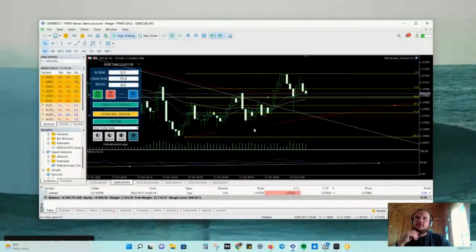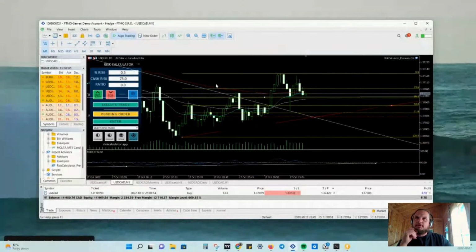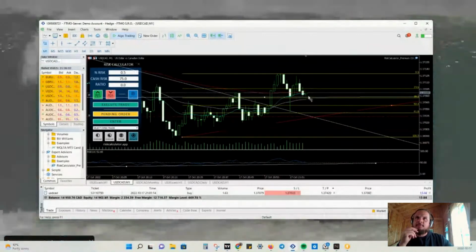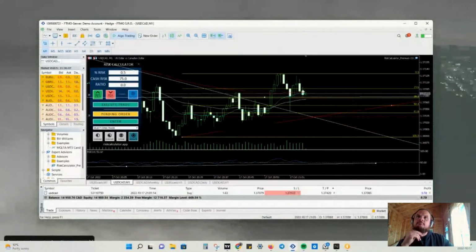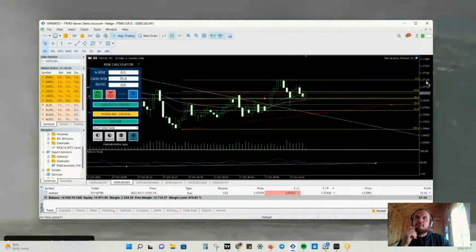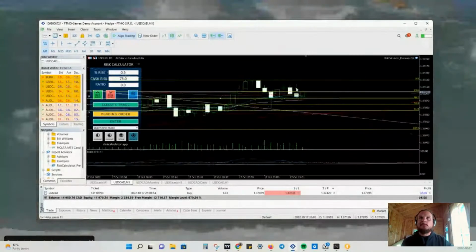Whatever happens, this is good for me. Pushing it. It's still in play. Testing this zone again. There's definitely some volume coming in.